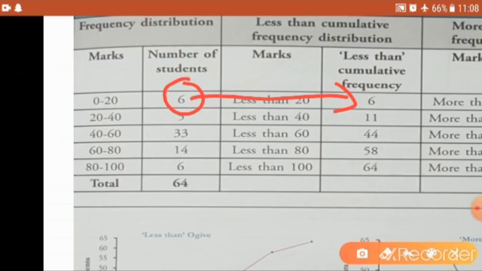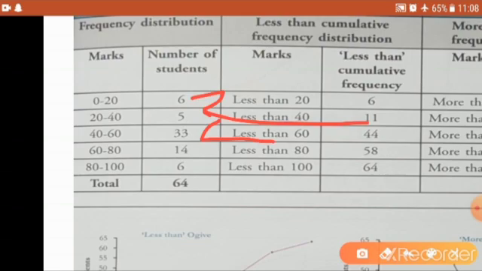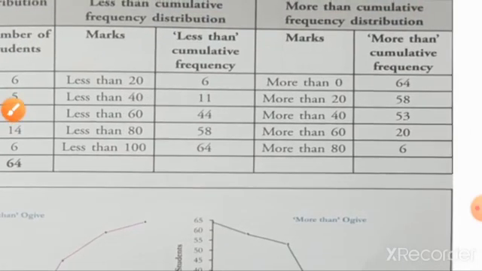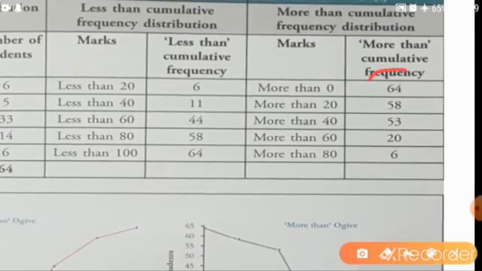line that is given, that is 5. So 6 plus 5 gives you 11, 11 plus 33 gives you 44, 44 plus 14 gives you 58, and 58 plus 6 gives you 64. So the total is 64. That total will come here as the start of the more than frequency.